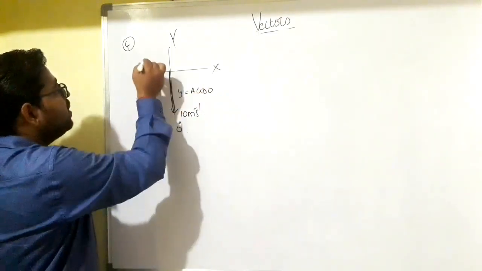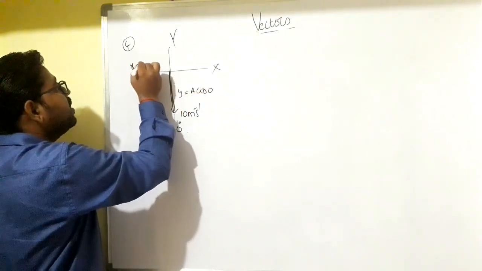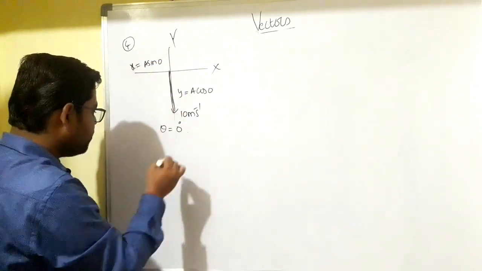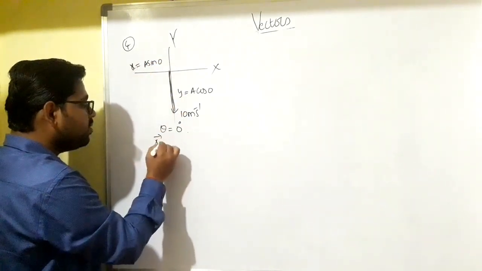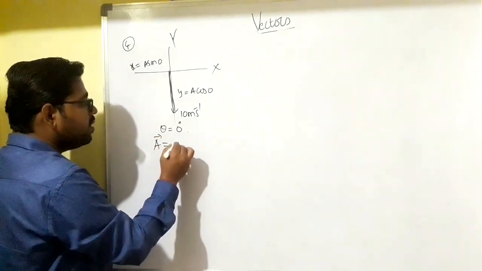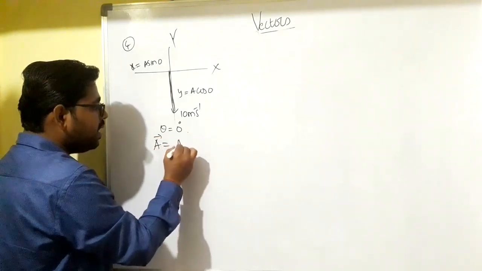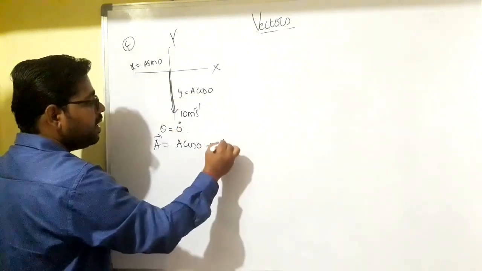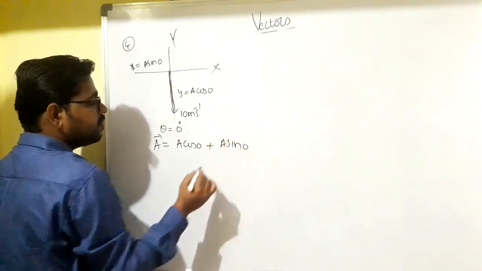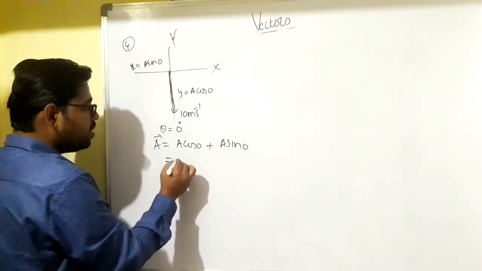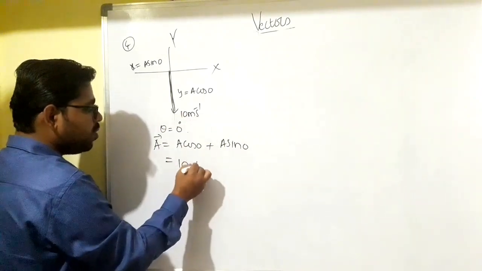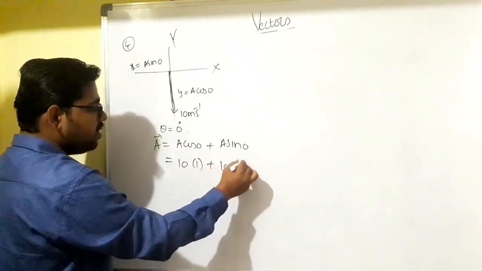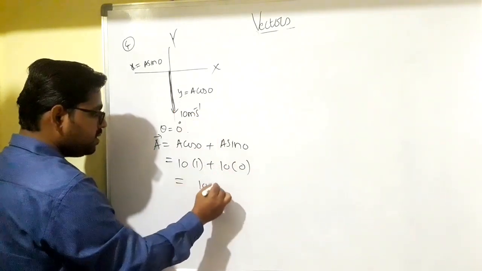And here, what is the x component? A sin 0. So let us write it. What is the A vector equal to? A vector is equal to 10, that is A cos 0, plus A sin 0. So A cos 0, what is A? 10. Cos 0 is how much? 1. Plus A is how much? 10. What is sin 0? Sin 0 is 0. So 10 plus 0.